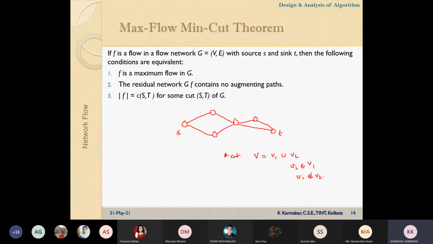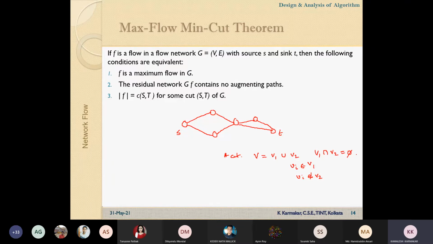So the vertices, basically the relationship is V1 intersection V2 is null. So there is no common vertex. A vertex cannot reside in two partitions. Okay, so V is the whole set of the vertices of the graph, which has been partitioned into V1 and V2, but the intersection of V1 and V2 is null. So we are partitioning the graph into two subgraphs.